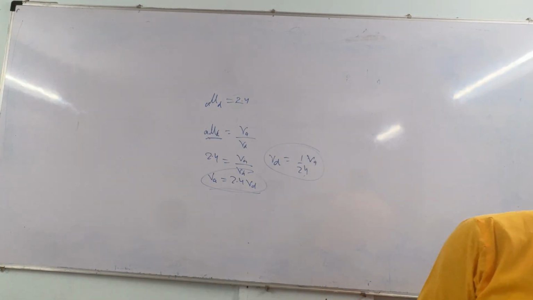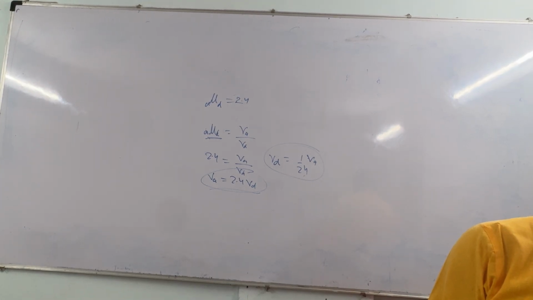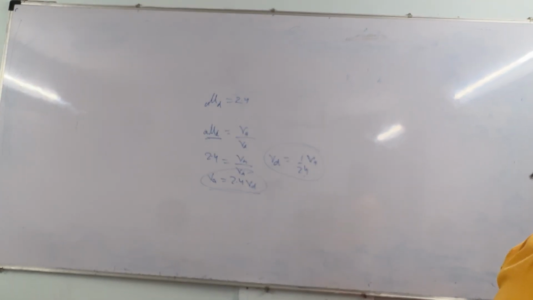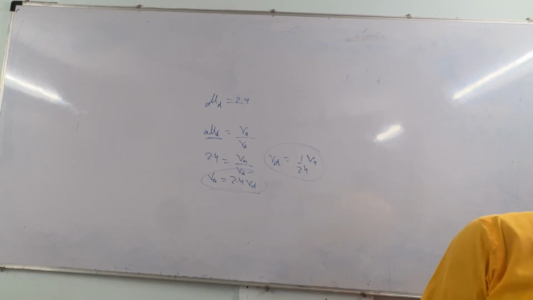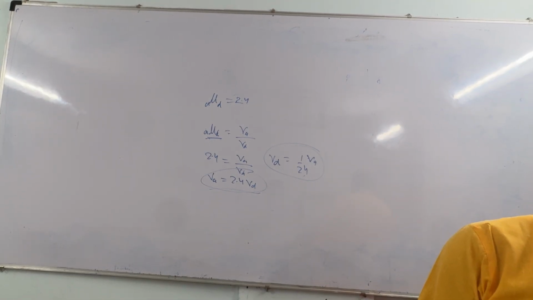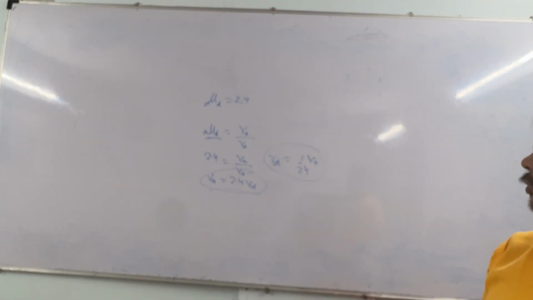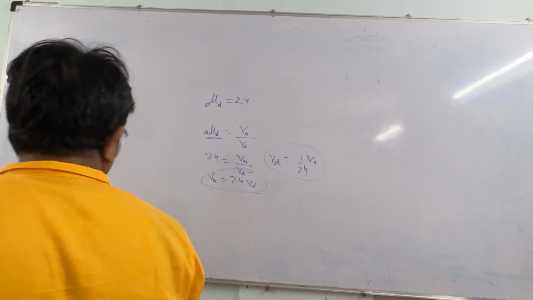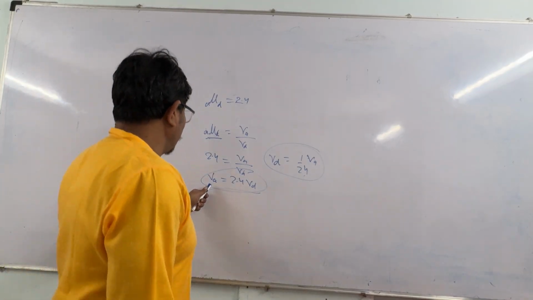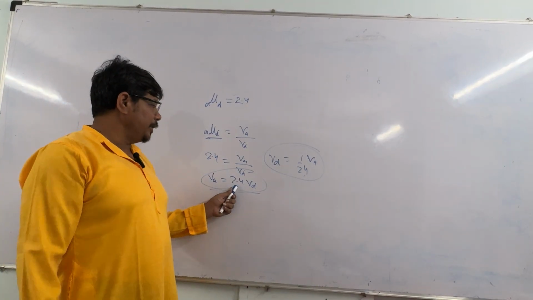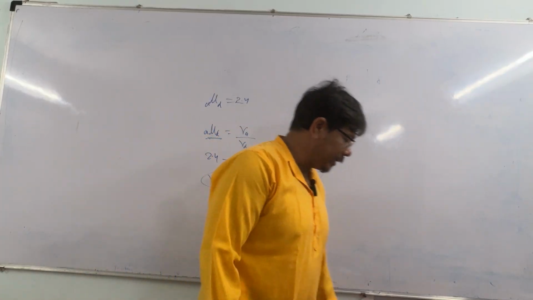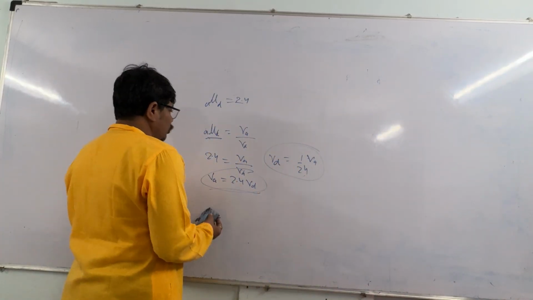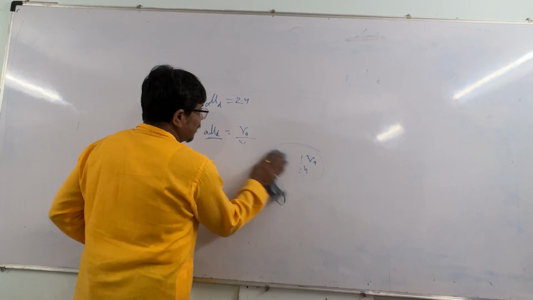Here, speed of light in diamond is 2.4 times the velocity of vacuum. Velocity of light in vacuum is 2.4 times. Means C option is correct. So, velocity of light in vacuum or air is 2.4 times of the velocity of light in diamond. So, you need to use the formula, you will get the answer.